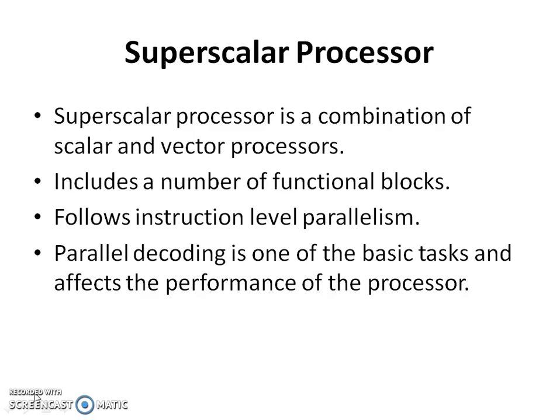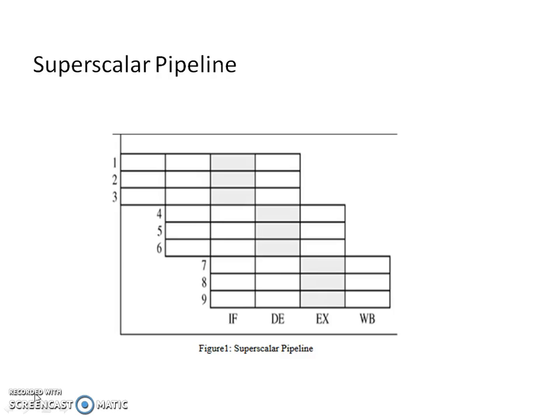The primary objective behind designing any processor is to enhance the overall processor performance. Parallel decoding is one of the basic tasks of a superscalar processor, and it affects the performance of a superscalar processor, and hence it becomes the interest of our study. This is the pipeline of a superscalar processor, where a number of instructions can be executed in a single clock cycle.